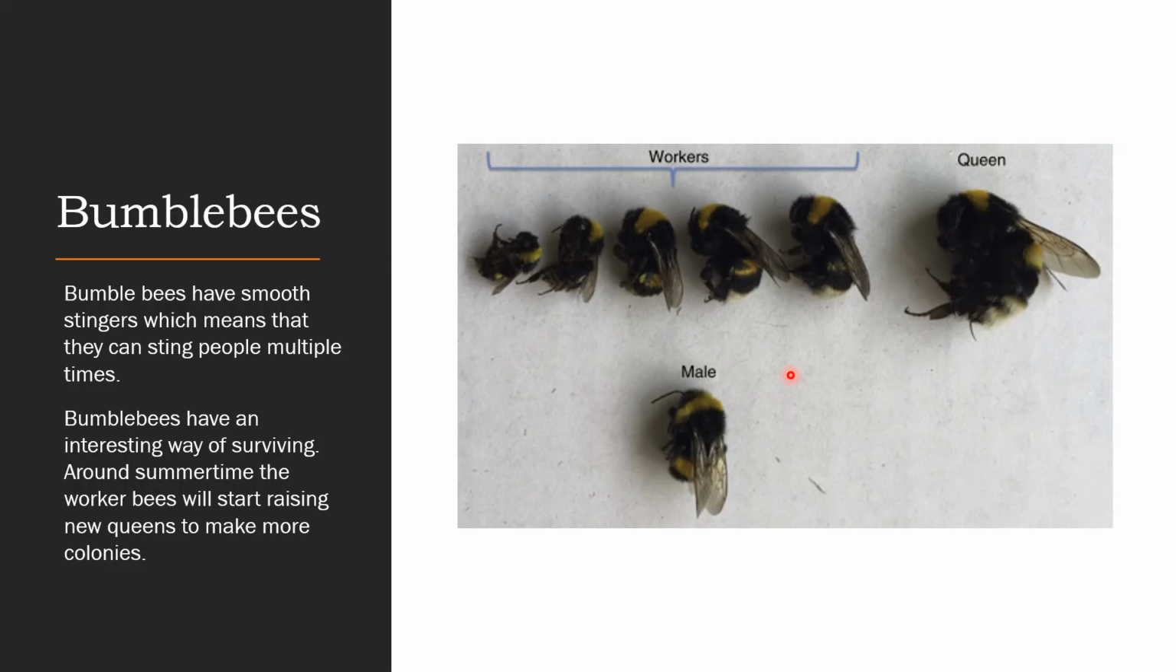Around summertime, the worker bees will start raising new queens to make more colonies. And so that's why we have so many bumblebees. So you start out at spring, and the queen bee is making her new hive. Around summertime, there is an effort in the hive to make sure that the bumblebee race doesn't just die out forever, that whole species. And so what they'll do is the worker bees will start making new queens, and then those queens grow up and they get older, and then they survive a winter, and then they make their own colony, and the cycle continues over and over again until it's over.